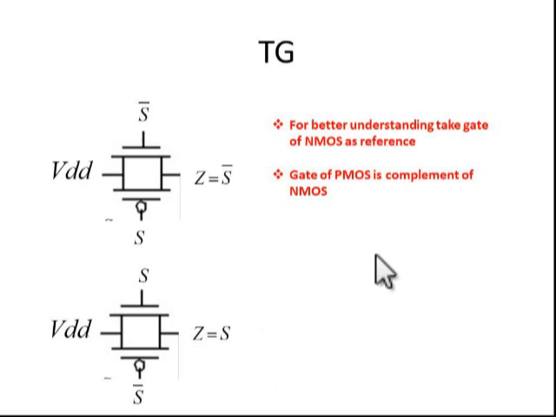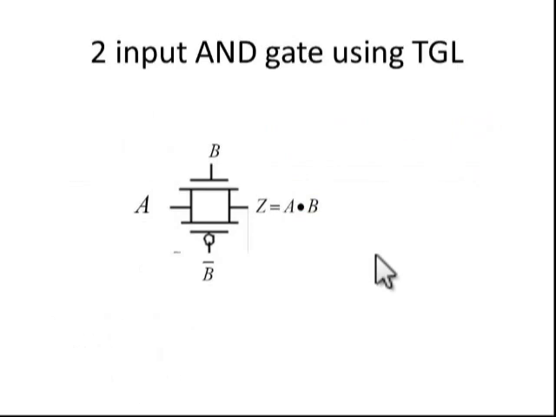Next, we will see how to design a two-input AND gate using transmission gate. We know the expression of the AND gate is A dot B. A is the data we are processing, and the gate of NMOS should be B. So the gate of PMOS is B bar. This is an easy way to design, but if you compare to PTL, it needs more transistors, usually 2 times.